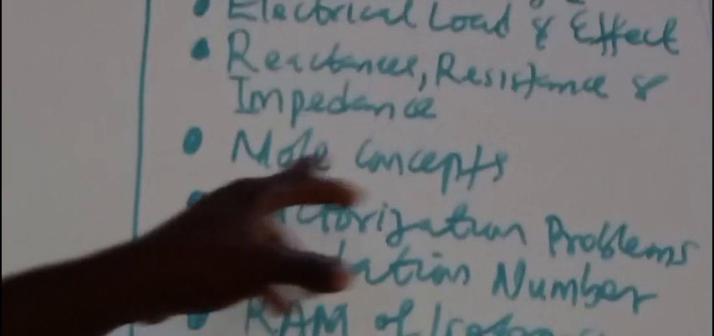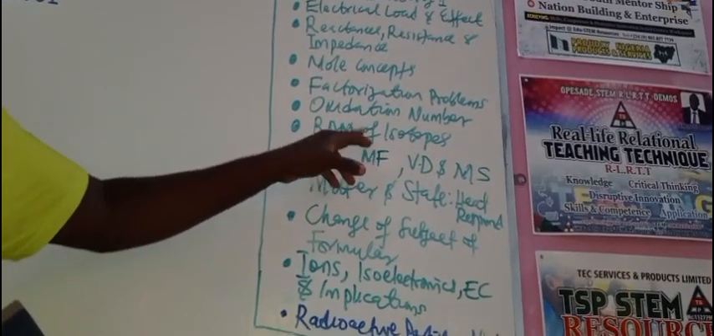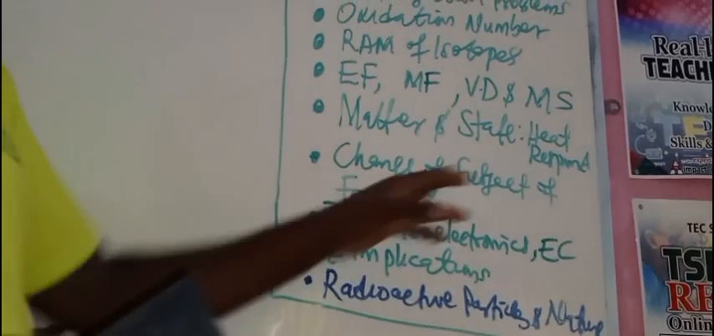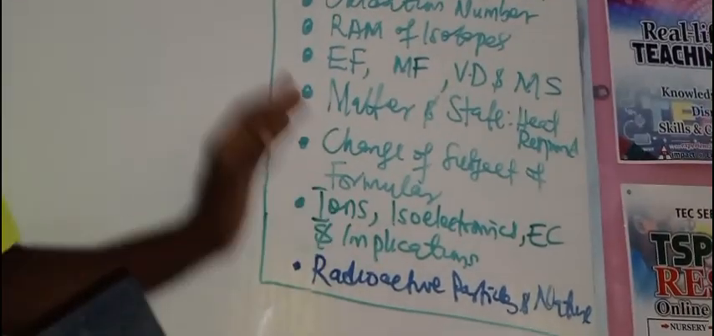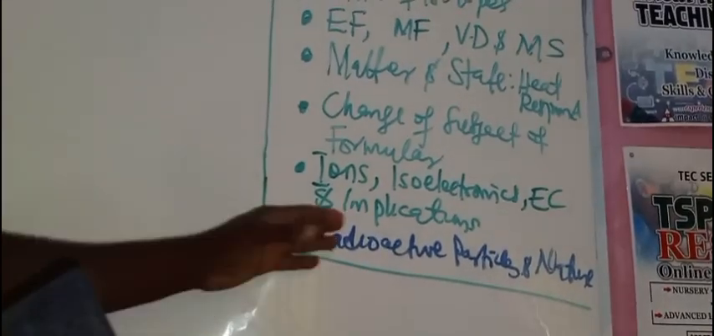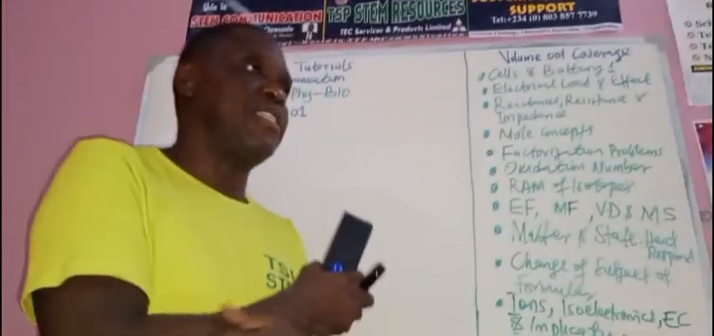We are going to look at cells and battery, electrical load and effect, reactance, resistance, impedance, mole concept, factorization problems, oxidation number, relative atomic mass of isotopes and how to compute it, empirical formula, molecular formula, vapor density, molecular structure. We want to see the connectivity. Then matter and state: the heat response, how different states of matter respond to heat, and change of state. Ions, isoelectronics and electronic configuration and their implications. Then radioactive particles and their nature, including some properties they exhibit.